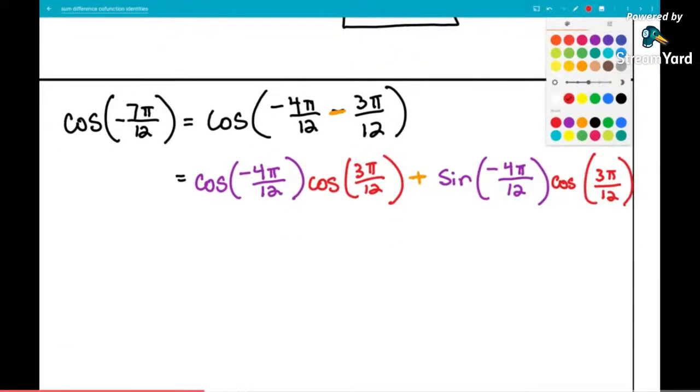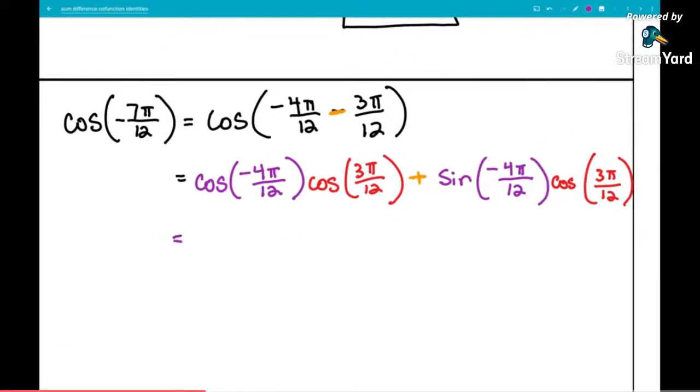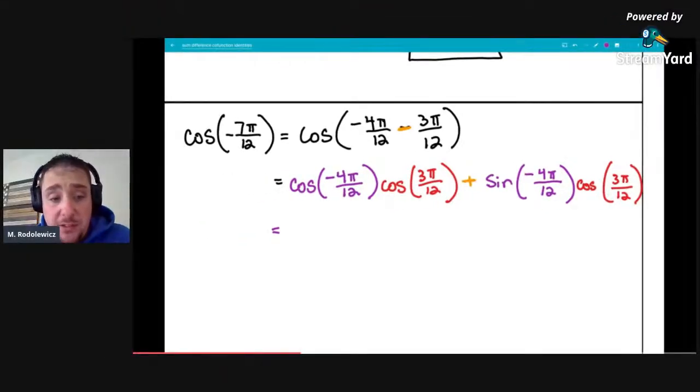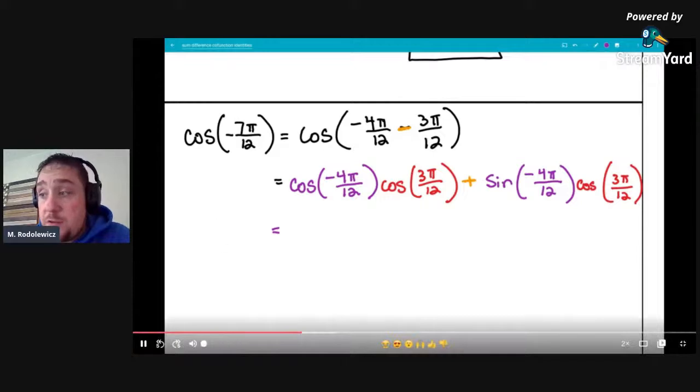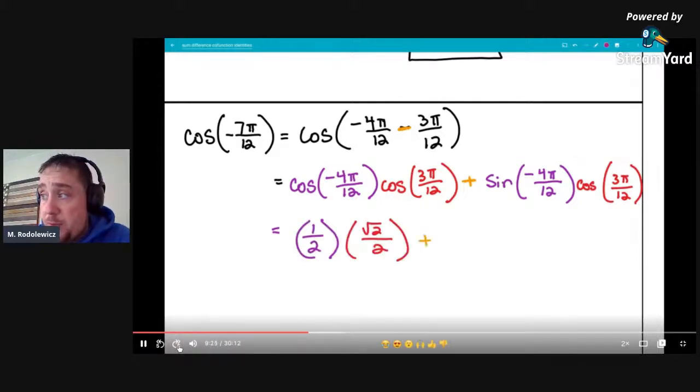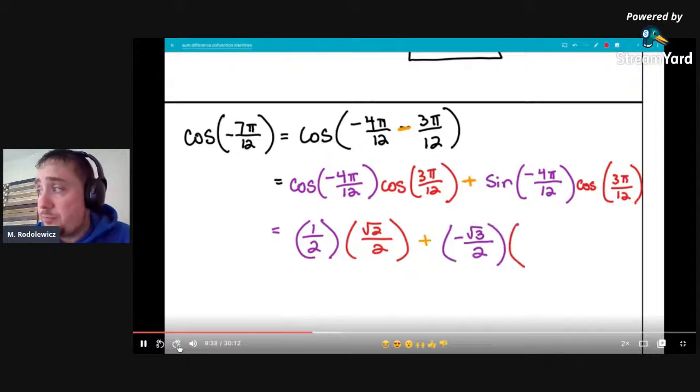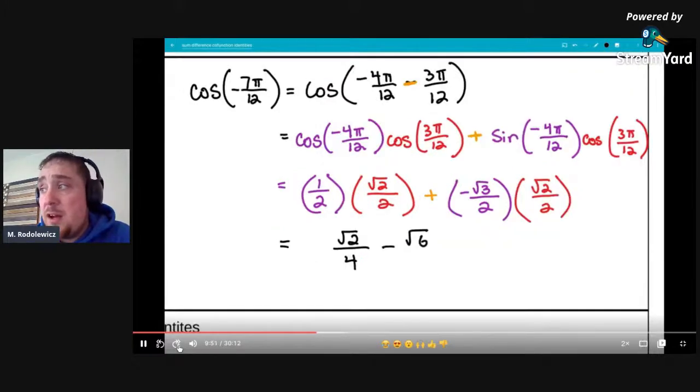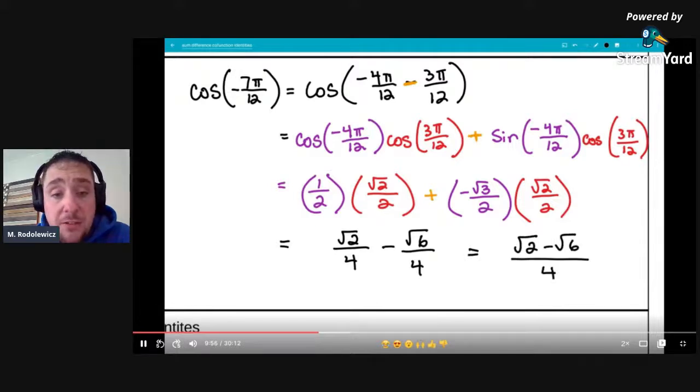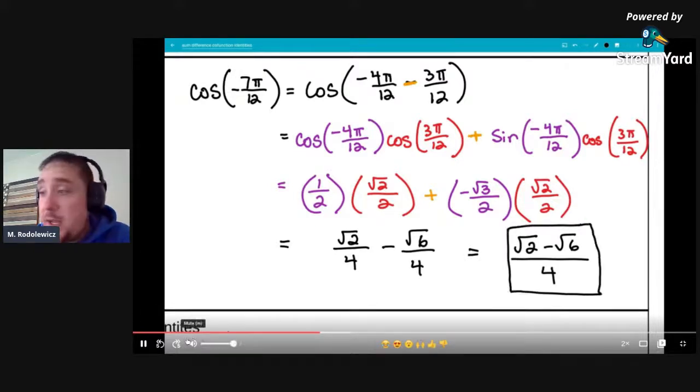And at this point, that is the application of applying the identity. The rest is just using the unit circle to evaluate these values. So I'll skip ahead a tiny bit, or just go a little bit quicker, excuse me. I'm doing arithmetic, combining the fractions and circling my answer.